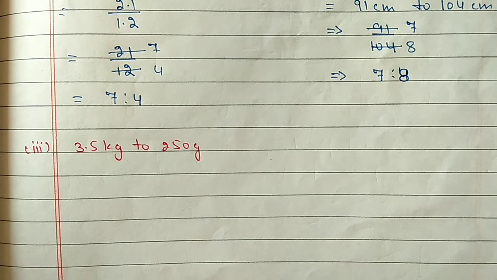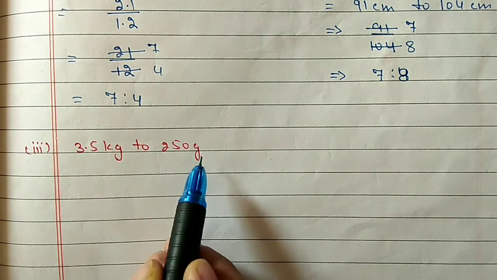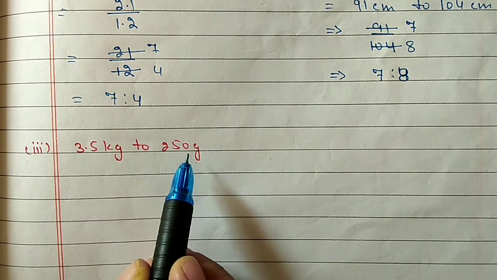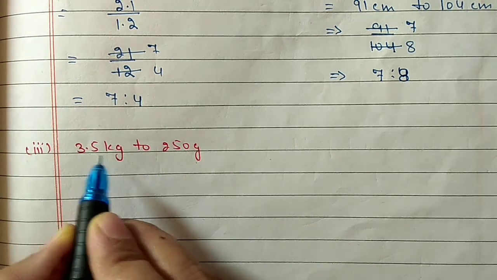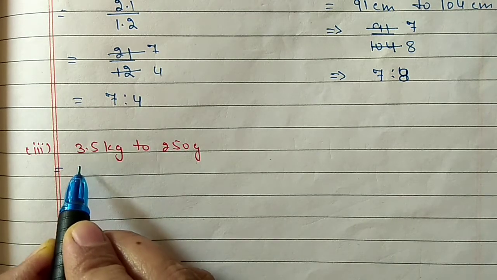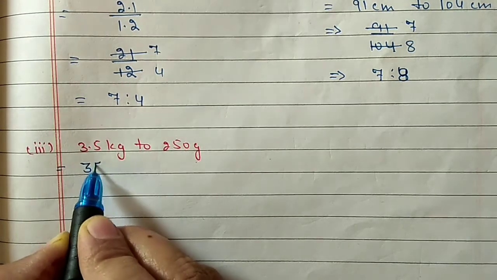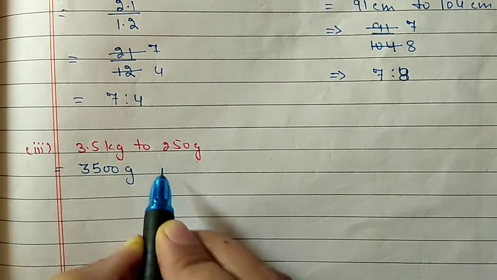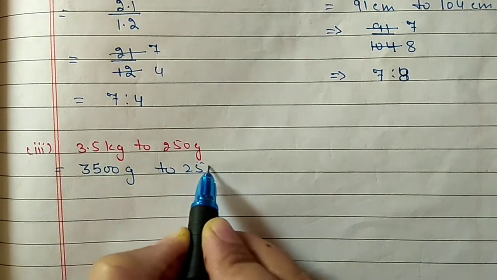Third part, 3.5 kg to 250 gram. 3.5 kg and 250 gram. So kg and gram are different units. So kg we will change into gram. 1 kg is equal to 1000 gram. So it will become 3500 gram to 250 gram.